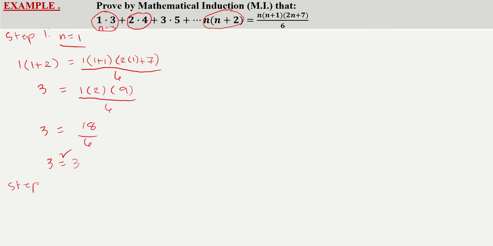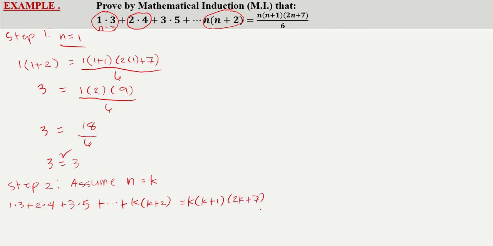Step 2 is the assumption. We will be assuming n be equal to k, which means that we are going to substitute n with the variable k. That's 1 times 3 plus 2 times 4 plus 3 times 5 plus so on plus k times k plus 2, which is equal to k times k plus 1 times 2k plus 7 all over 6. So that's for step 2.